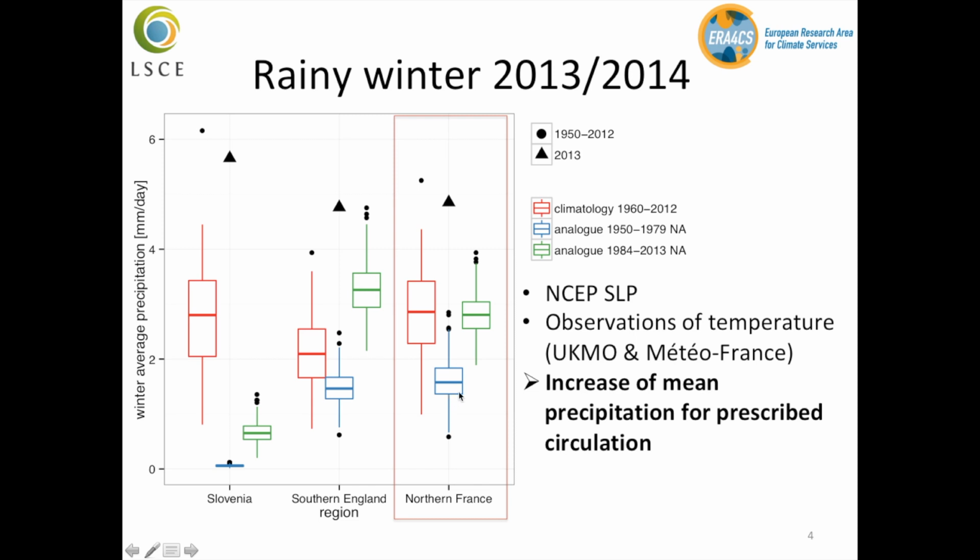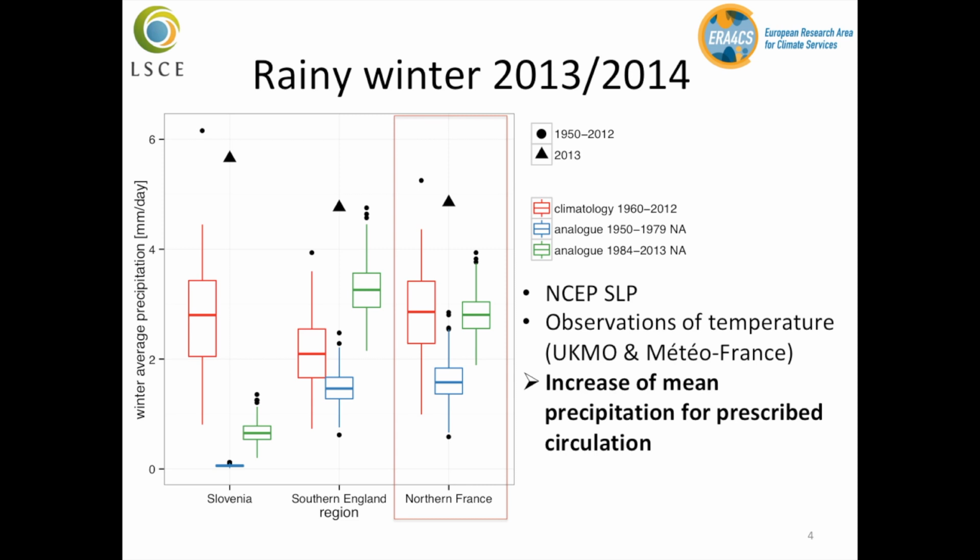cumulated precipitation has this value, or this probability distribution, which is fairly low, so below what is expected. While if we take the analogues between 1984 and 2013, then the probability distribution is much higher and significantly higher.